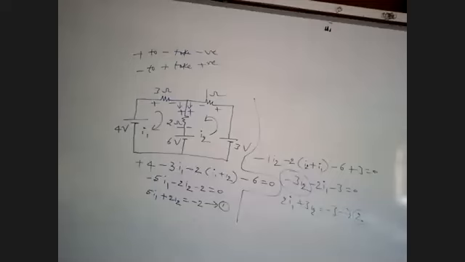Here in the loop equation, they will give the direction. If they are not giving the direction, we can take any direction, whether it is clockwise or anti-clockwise. That is your wish, if they are not giving.